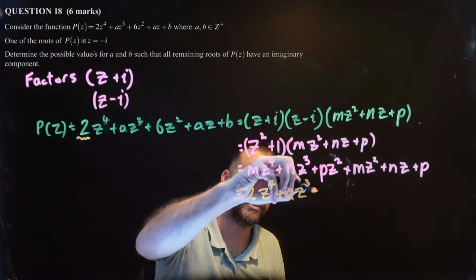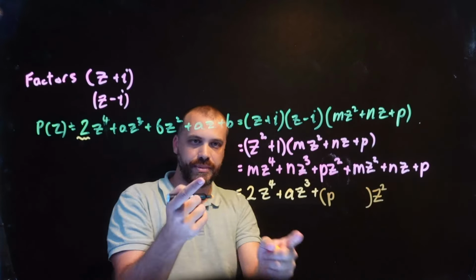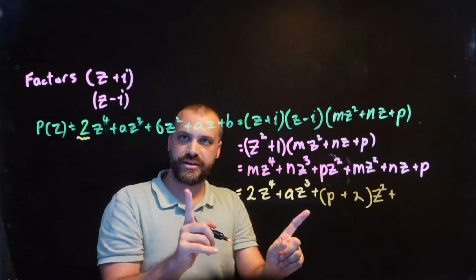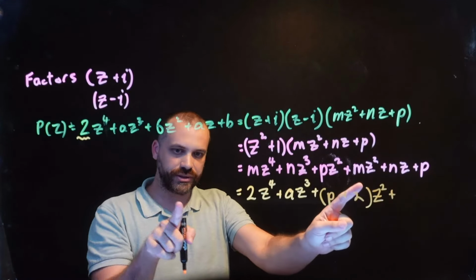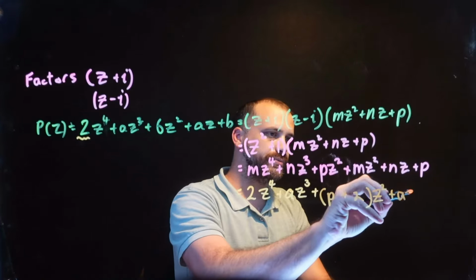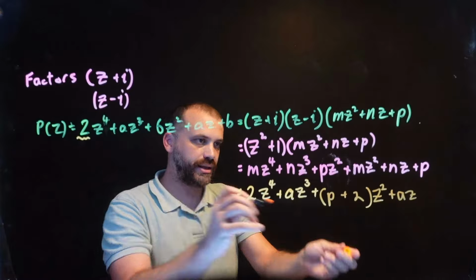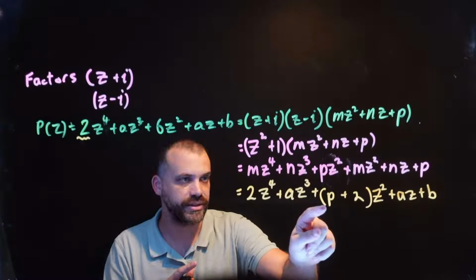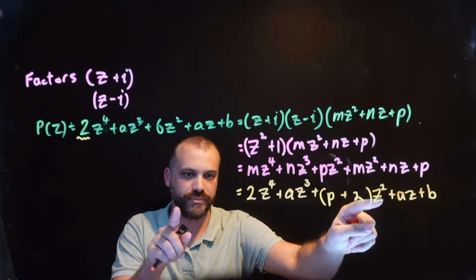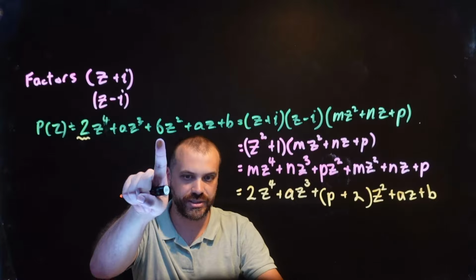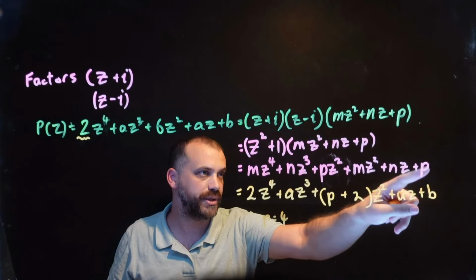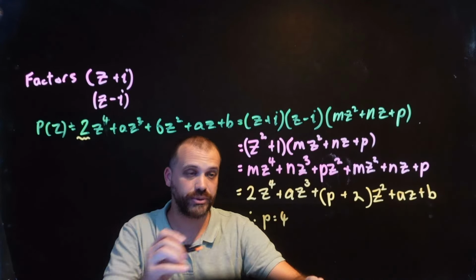So I can group those, z squared times p, but I know what m is. We talked about that. We know that m is 2. So p plus 2 there, and then I have an nz. Now, nz is az, right? So that means that nz must be equal to az. And then I have a p, and that's just b. Okay, I should be able to do something with this. Okay, I see it. I have p plus 2 is equal to the z squared coefficient, but I know that that is equal to 6. So therefore, p is equal to 4, which means that because this was p, b is also equal to 4.